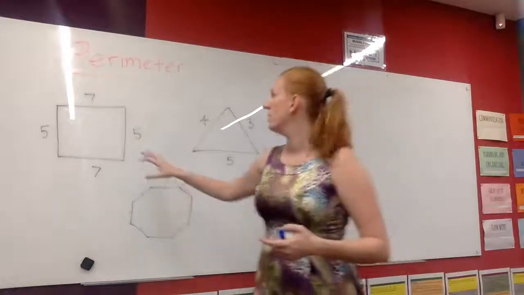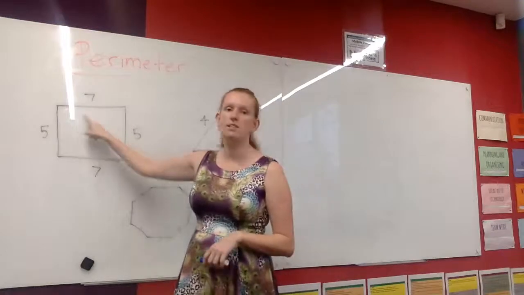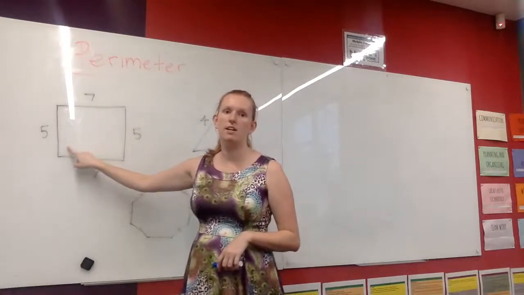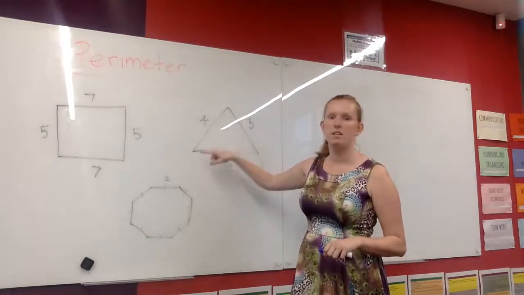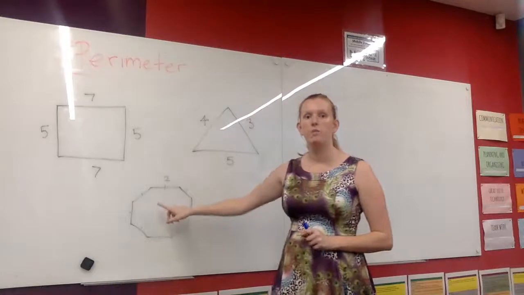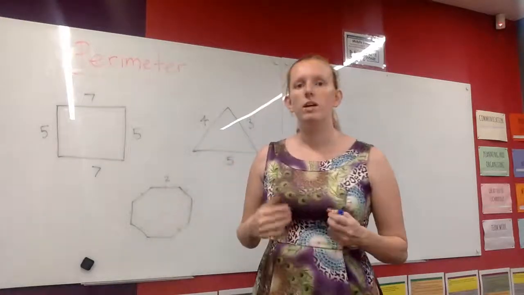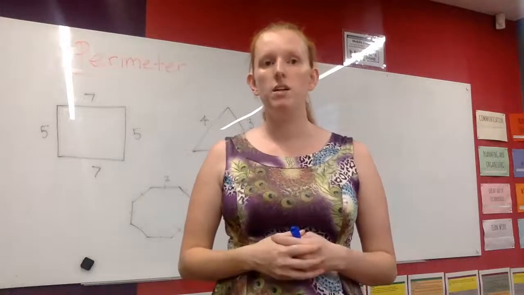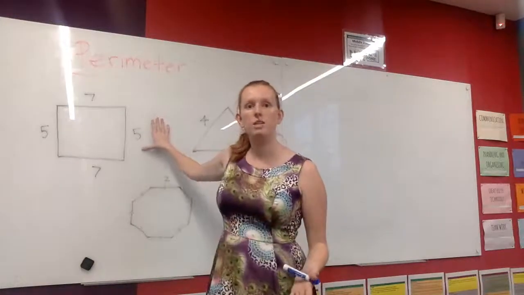So for example, I might be trying to find the perimeter of a rectangle, in which case I add this side, this side, this side, and this side. I could be talking about a triangle, in which case I add up these three sides. Or I could be talking about another shape, like an octagon, in which case I'd add up the dimensions of the 8 different sides. So in order to calculate the perimeter, all I do is take the dimensions and add them together.